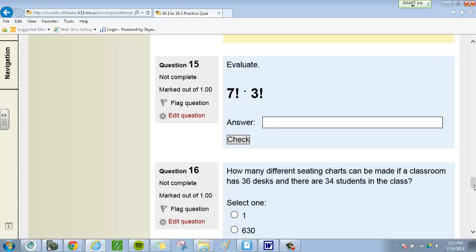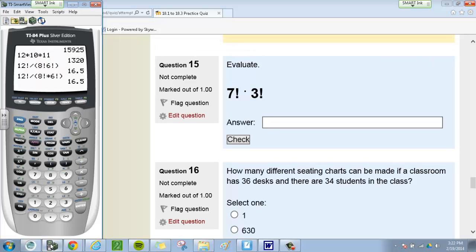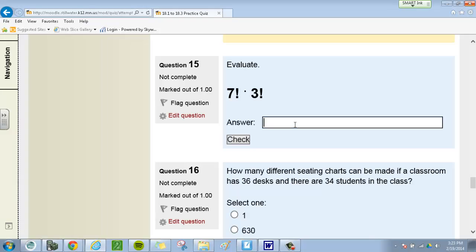Okay, 7 factorial times 3 factorial. Again, this is just a quick calculator thing. Let's put in 7 factorial. Actually, I'll delete some of this stuff and change that to 7 times 3 factorial. What's 7 times 3? Yeah, there we go. Delete that. And we got 3,024 0.